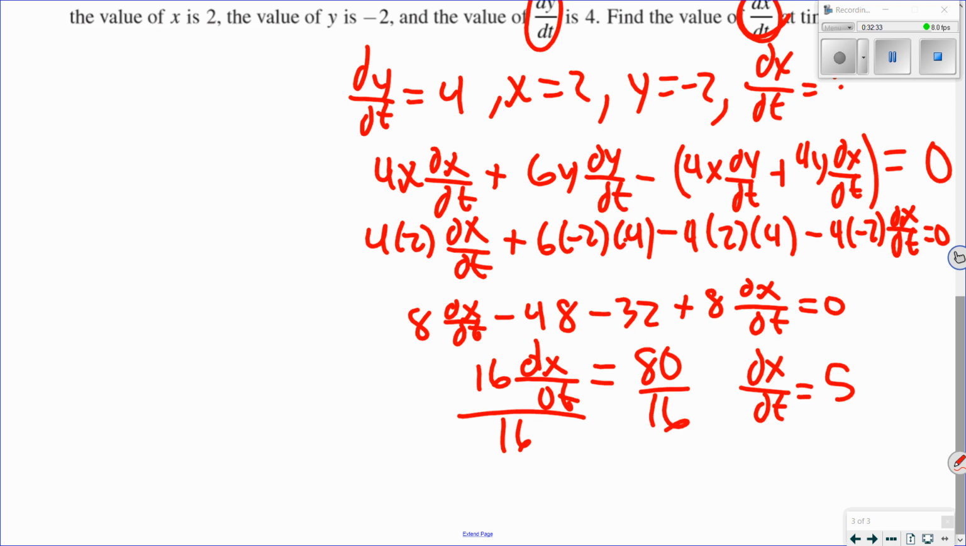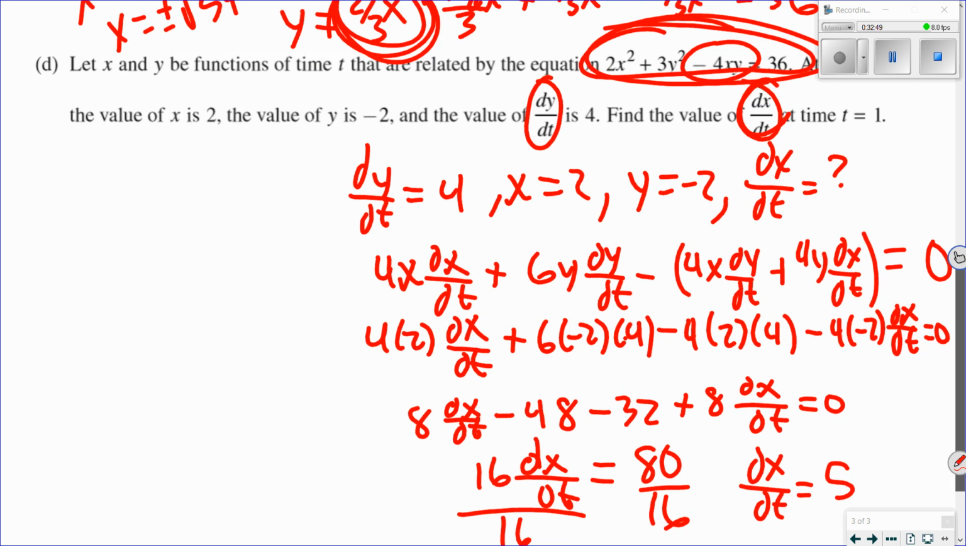The breakdown on scoring on that, this one was worth 3 points. Just doing the product rule correctly right here got you 1 point. Taking the derivative with respect to time got you another point. And then finding the answer got you the final point. So you can see how that all broke down.